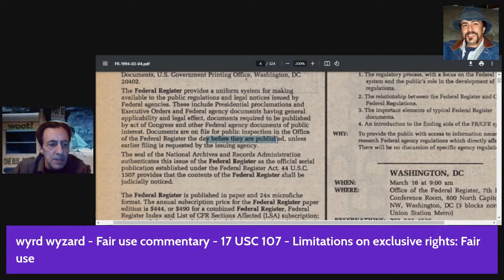The day before they are published, unless earlier filing is requested by the issuing agency. The issuing agent in this case is the clerk of courts at the local Black Hawk County. And that document is part of a statistical jurisdiction that is obtained by the state through the enumeration at birth that creates the state's individual vital statistics jurisdiction for each individual, which is exclusive to each individual and carries an equal station as the exclusive jurisdiction of the federal government.